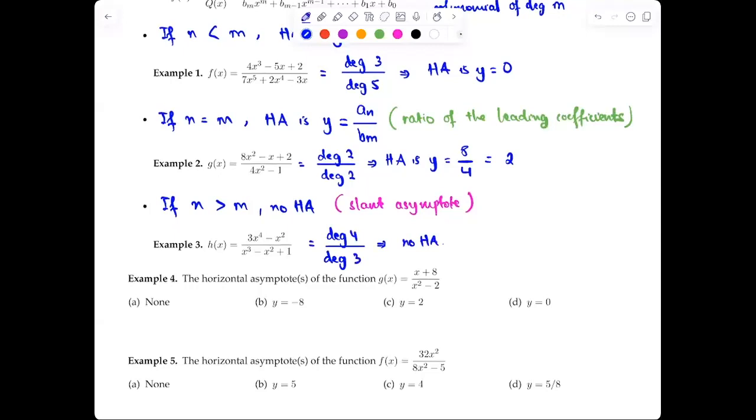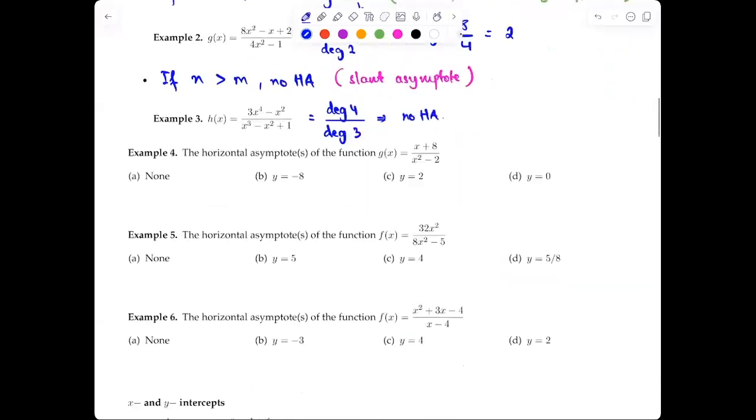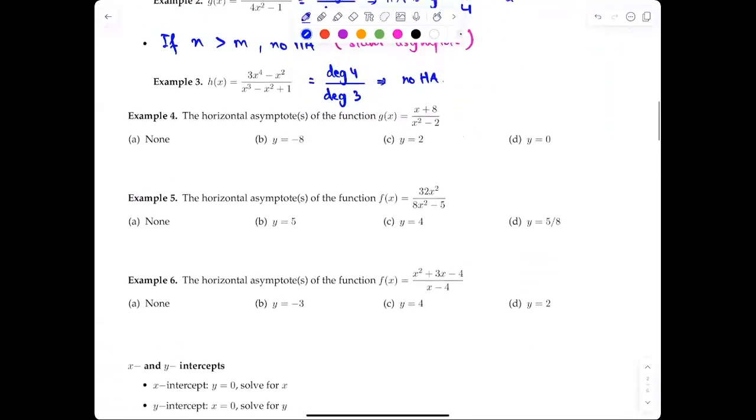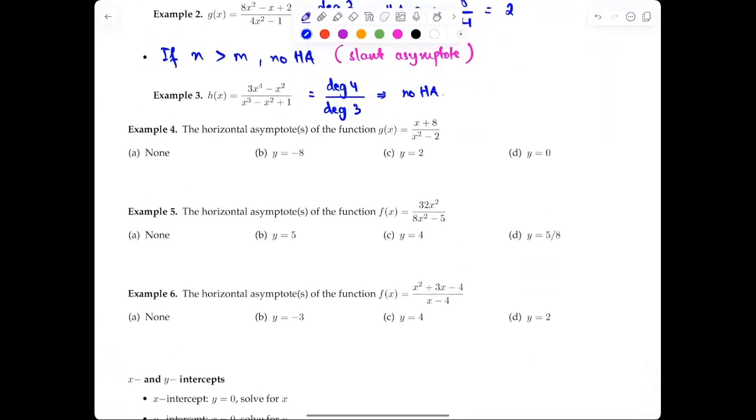So basically, that's it for horizontal asymptote. That's it for rational functions. There are many concepts related to rational functions, but we already covered them, including vertical asymptote, horizontal asymptote, and also rational. Now, at this point, we're going to combine all the topics together into one big problem related to rational functions. All right, so examples 4, 5, and 6 are related to finding the horizontal asymptote of the function.